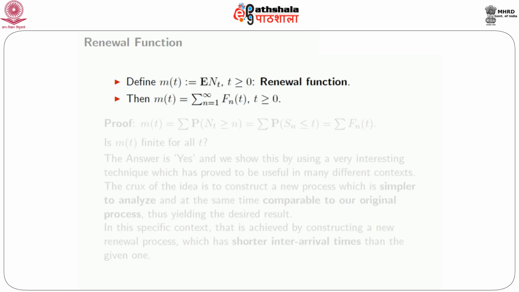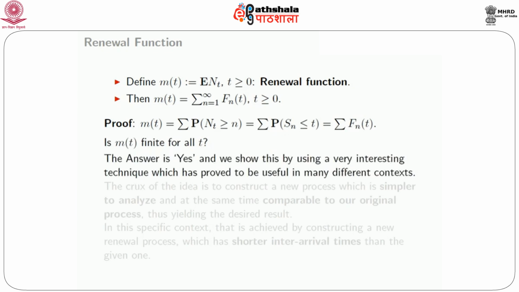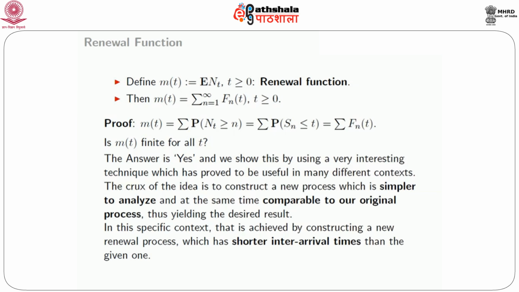Why is that so? That is so because this is a nice formula for the expectation of a non-negative integer valued random variable. The expected value of a non-negative integer valued random variable is the sum of the tail probabilities. So that's what we are using here. M(t) is the expected value of N(t), but since N(t) is non-negative integer valued, the expected value can also be obtained by taking the sum of the probabilities that N(t) is greater than or equal to n. But N(t) greater than or equal to n is the same as the probability that S_n is less than or equal to t, and that we have denoted F_n(t), the CDF of S_n. So that gives you this formula that M(t) is the summation of F_n(t).